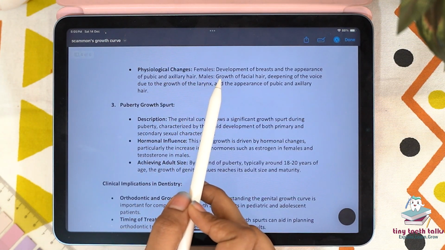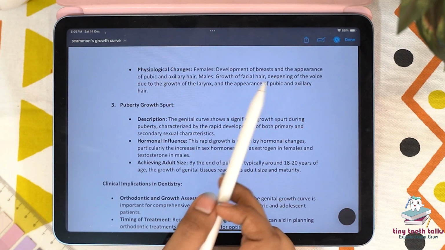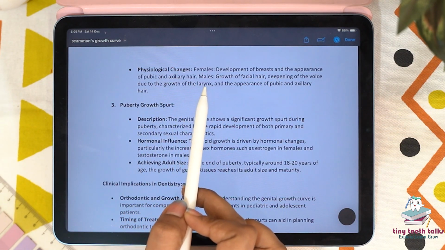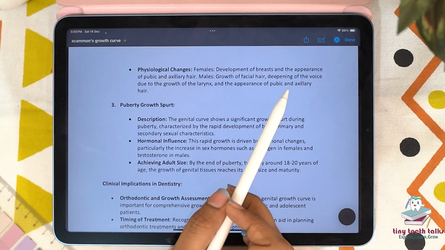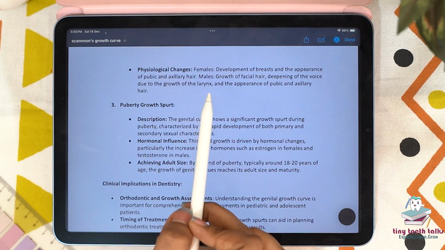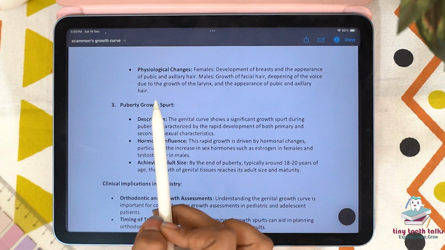Physiological changes. In females, development of breast and the appearance of pubic and axillary hair. In males, growth of facial hair, deepening of the voice due to the growth of the larynx, and the appearance of the pubic and axillary hair.